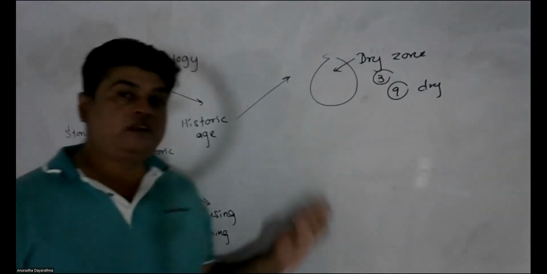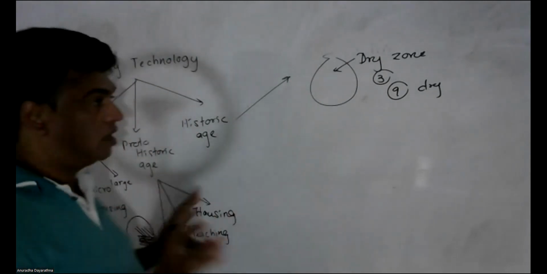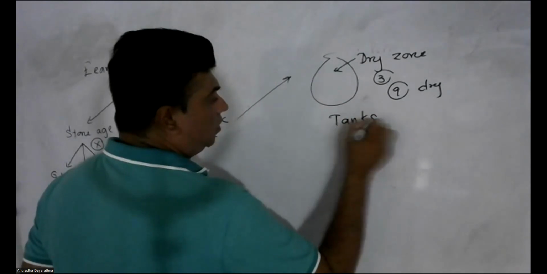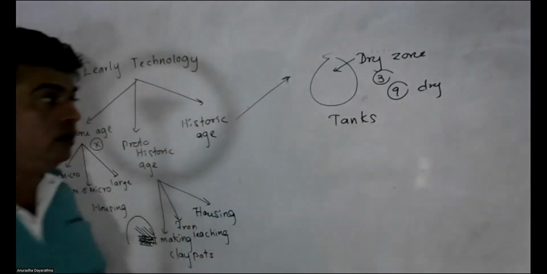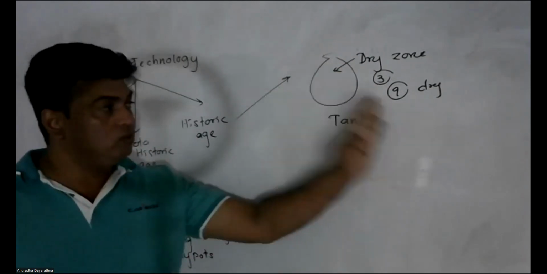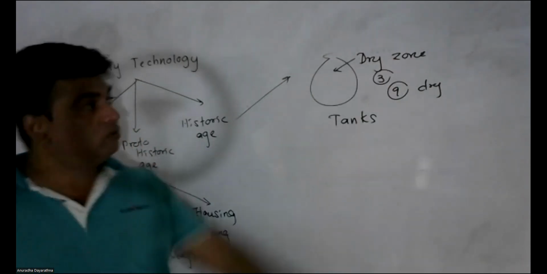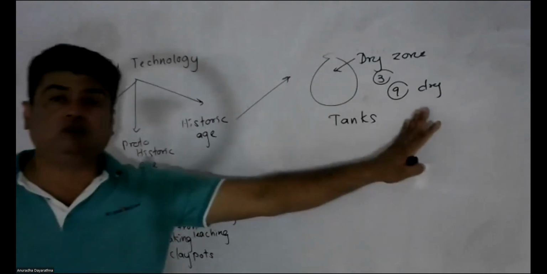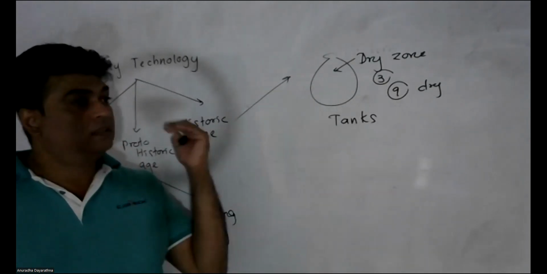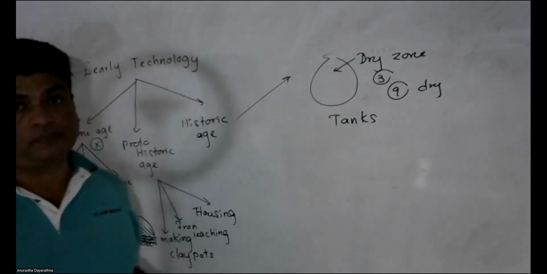To solve this problem, what did they do? They constructed tanks to store the water received through the rain for these 3 months and to use it for 9 months. So this is something very important which comes regularly for the exam. That means the technology of constructing tanks.